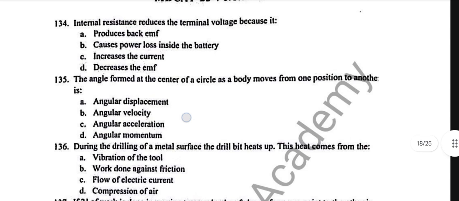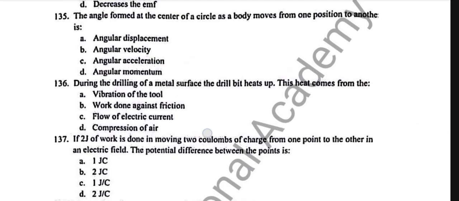Question number 136. During the drilling of a metal surface, the drill bit heats up. This heat comes from the, and the correct option is B, work done against friction. Mechanical work is converted into heat due to friction. For example, brakes become hot, and hands become warm by rubbing.